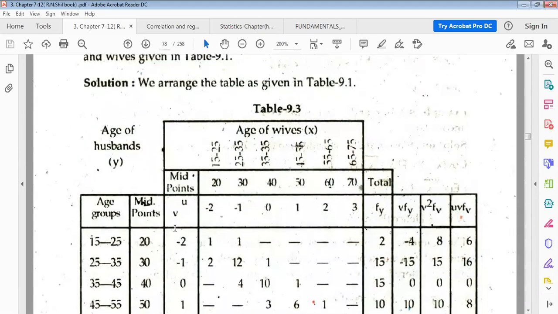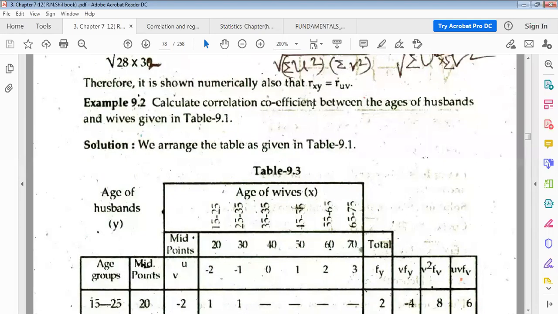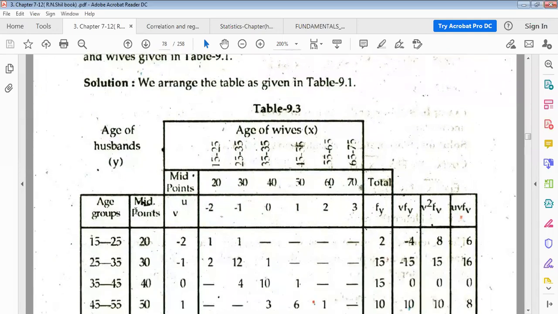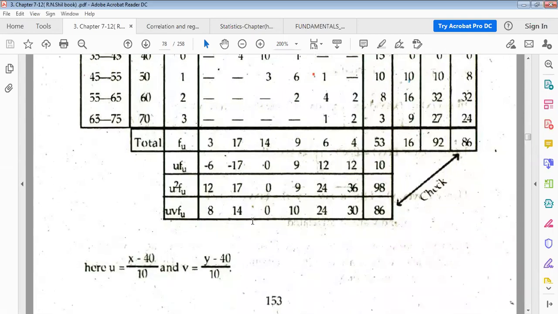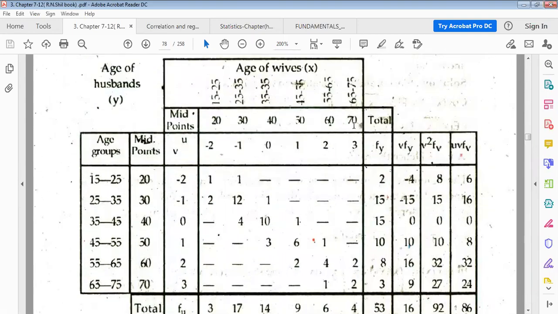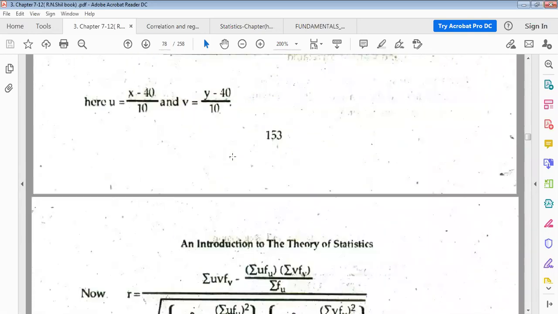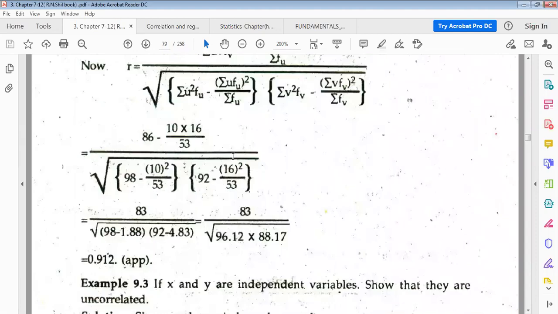You can proceed with the similar process. Calculate the correlation coefficient between the ages of husband and wives given in the table in the previous examples. We can tabulate it like the earlier examples. Okay, this is homework for you. I hope everybody can do this because we have done two or three examples in our previous lectures. Understand everybody?